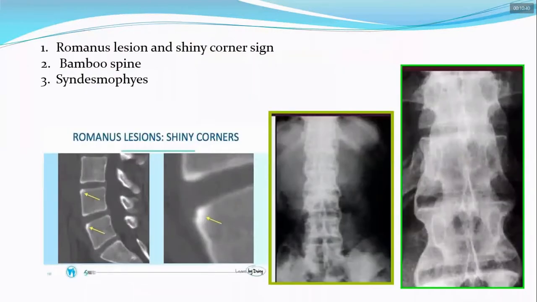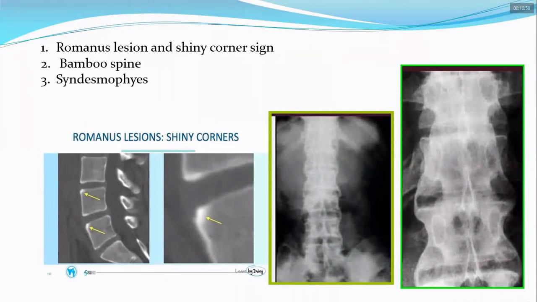Now coming to the X-ray. These are the typical X-ray features of a patient with ankylosing spondylitis. In the first picture, you can see the shiny corner. There is erosion and then there is sclerosis. So this is the Romanus lesion, also known as the shiny corner sign.